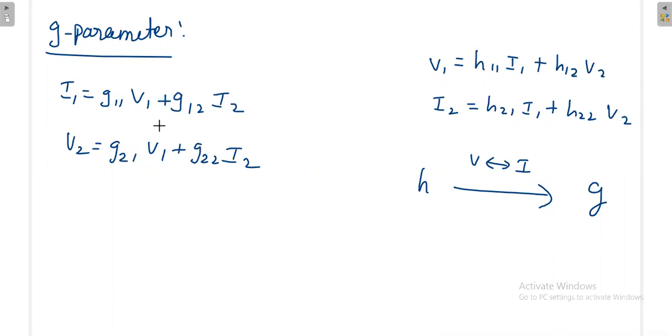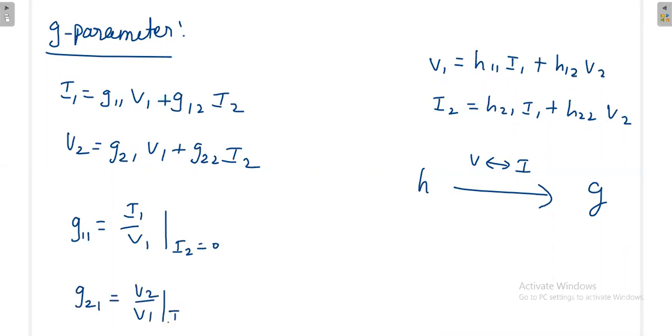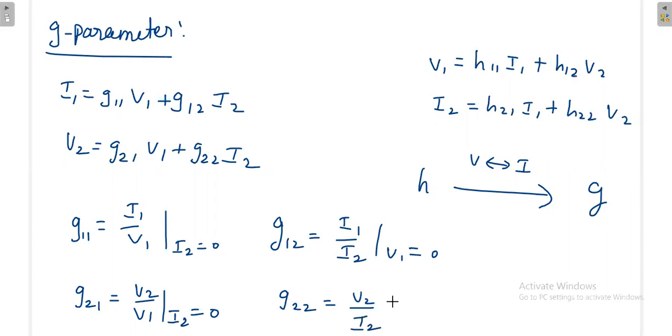Once this session is over, you can start with the same link. Then G11 is equal to I1 by V1 when I2 is equal to 0. Similarly, G21 is equal to V2 by V1, again with I2 equal to 0. G12 is equal to I1 by I2 when V1 is equal to 0. Again G22 is equal to V2 by I2 when V1 is equal to 0.